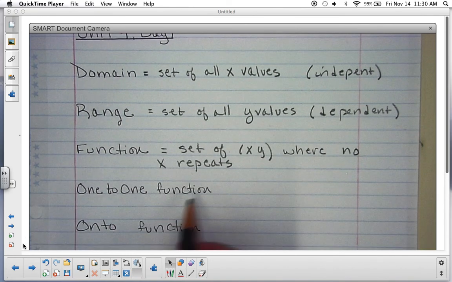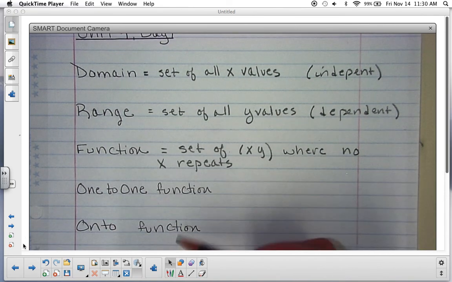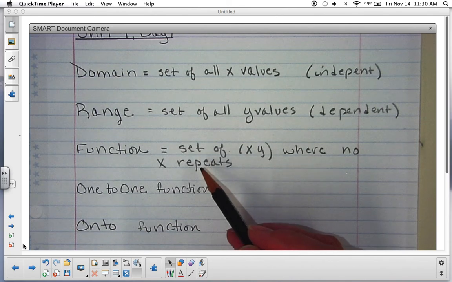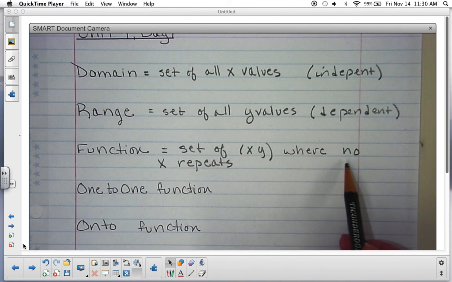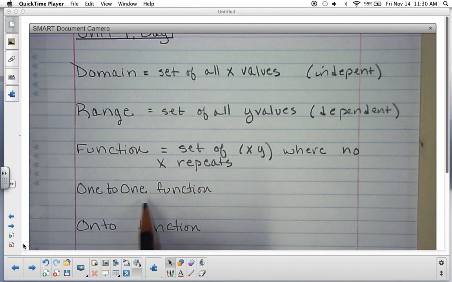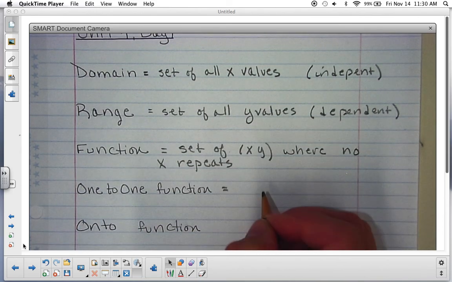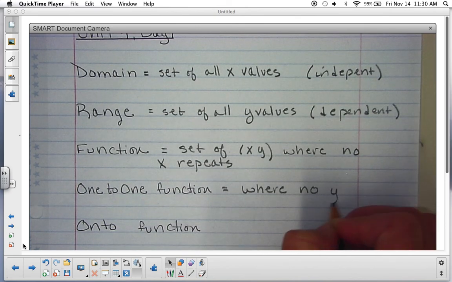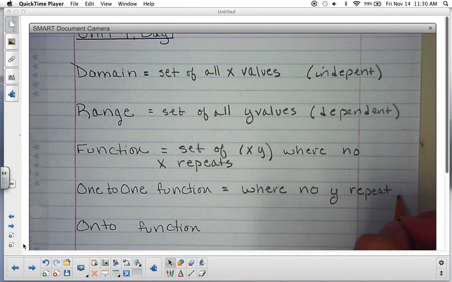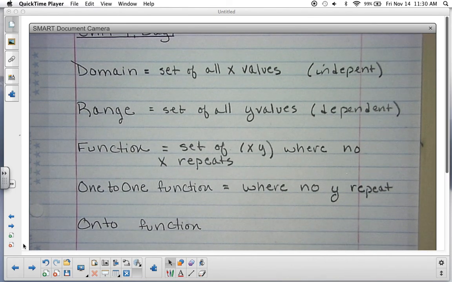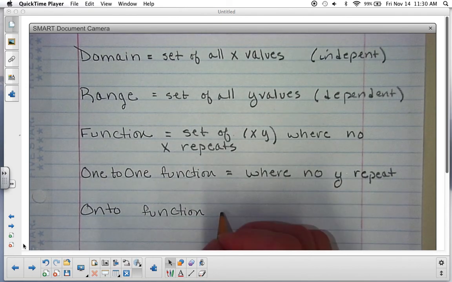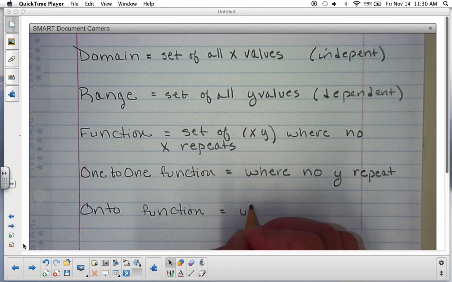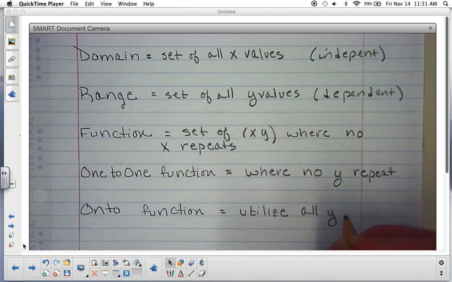And then there's a one-to-one function and an onto function, which are particular types of functions. So if you look and say, do any of the x's repeat? And the answer is no, it is a function. They may ask you, is it a one-to-one function? A one-to-one function is where no y's repeat as well. No y values repeat. And then an onto function is a function that utilizes or uses all the y values.